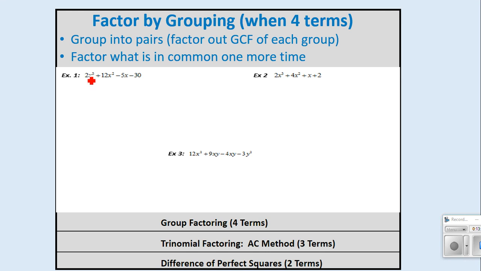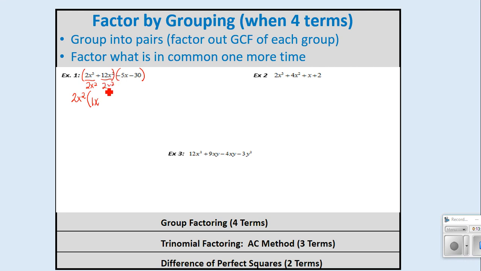All right, so we have 4 terms. Group the first 2, group the second 2. What does 2x cubed and 12x squared have in common? The greatest common factor they have in common is a 2x squared. So I'm going to divide out a 2x squared out of each one. What's left over? 2 divided by 2, 1. X cubed divided by x squared, 1x.